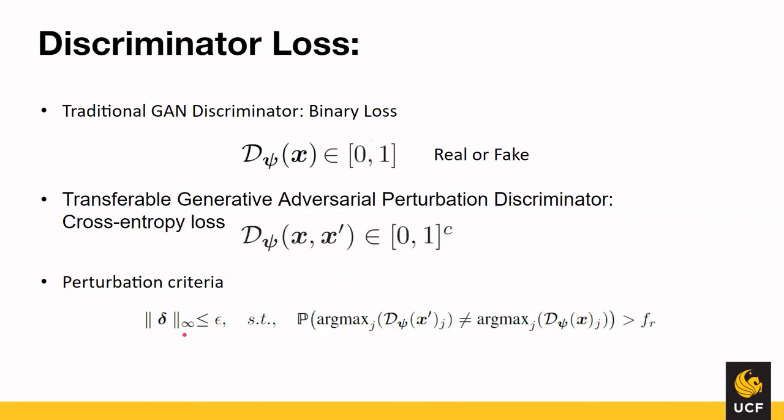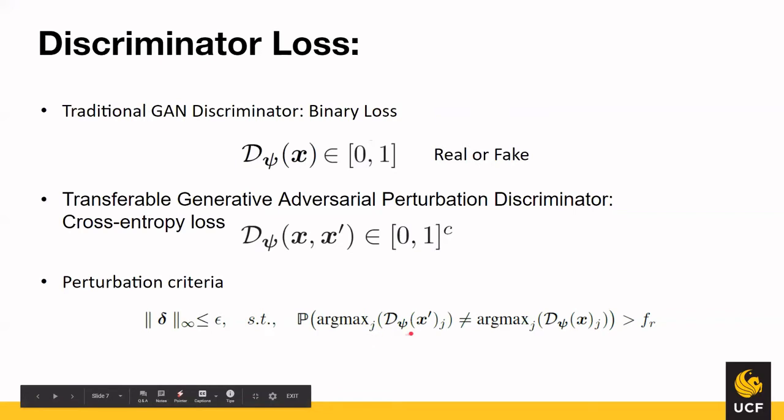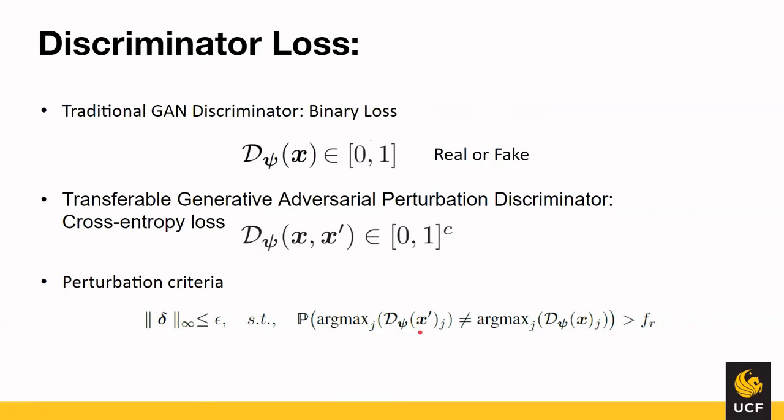So here, if this is the discriminator loss, then our perturbations should be such that the L infinity term of the perturbation is less than the epsilon value, that is our budget, and the maximum value of our discriminator loss on the adversarial example should not be equal to the clean example, and the gap should also be higher than the fooling rate.